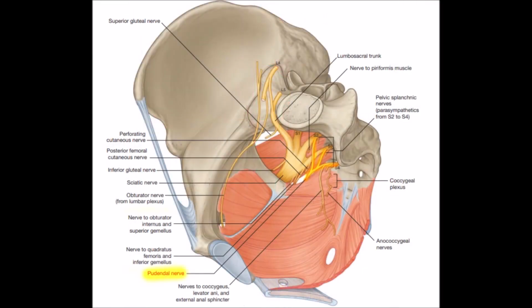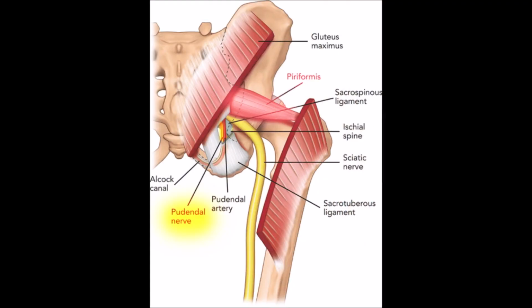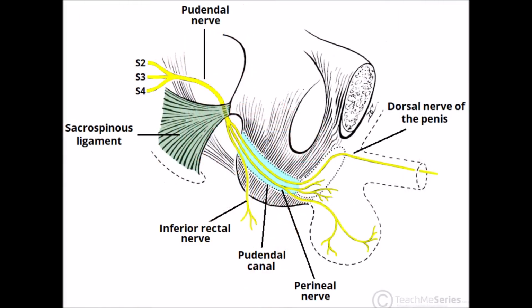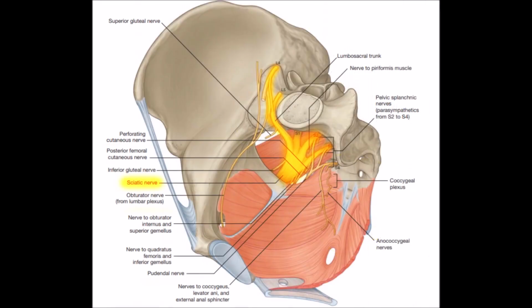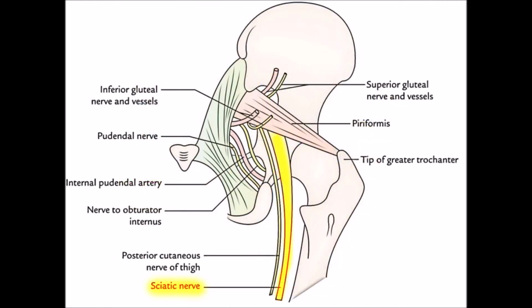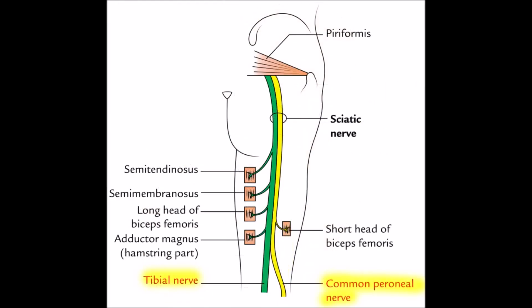The pudendal nerve passes back between piriformis and coccygeus, medial to pudendal vessels. It appears between piriformis and sacrospinous ligament to supply the perineum. A sciatic nerve appears below piriformis and divides into tibial and common peroneal branches to supply the lower limb.